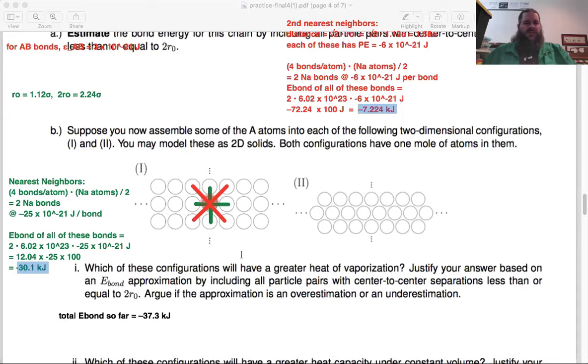So let's see if we can make this even more accurate. Are there any other bonds that fit the center-to-center separations less than or equal to 2 R naught that's required here? Because the diagonals we were looking at were 1.4 R naught, square root of 2 R naught. What if we go a little bit further out? What's the next distance we hit? Or which direction can we go to go a little bit further than this diagonal?